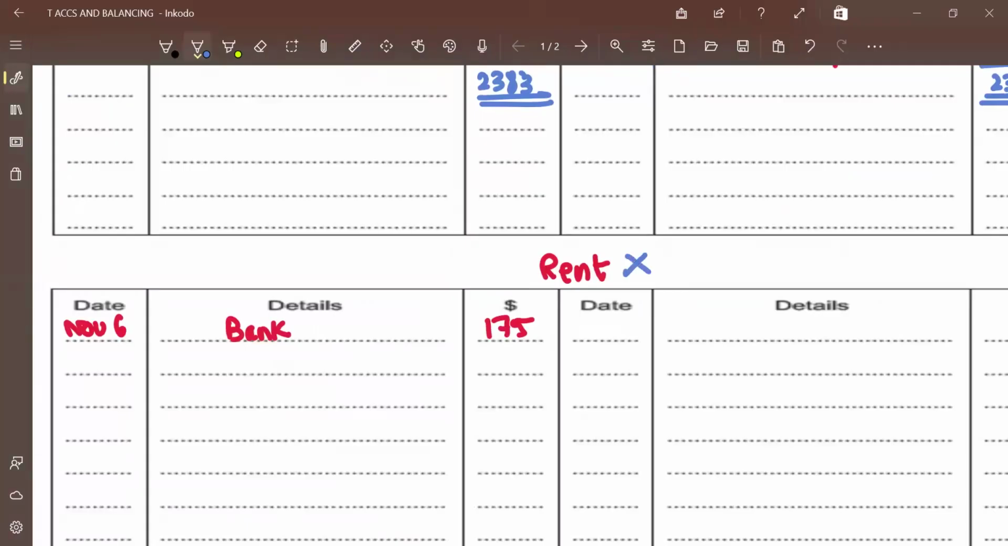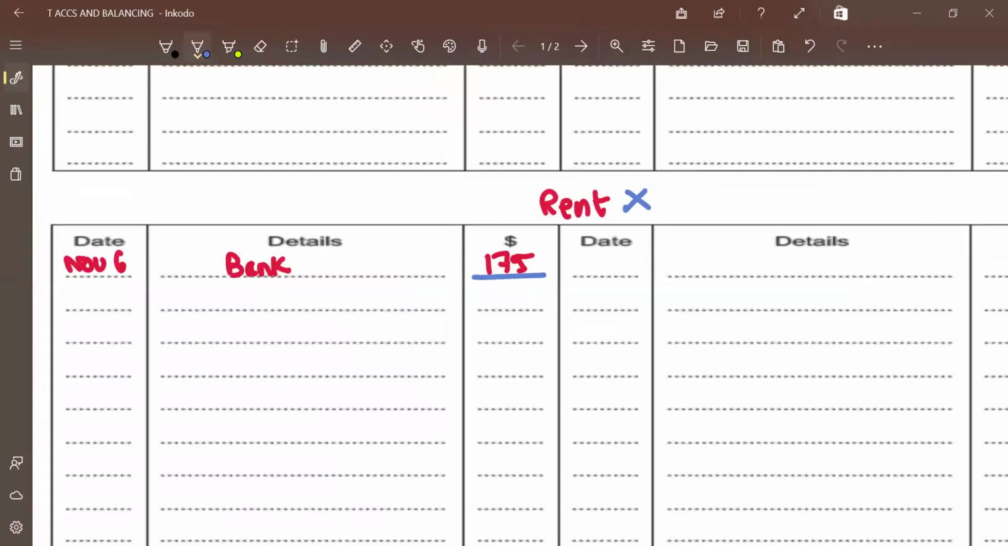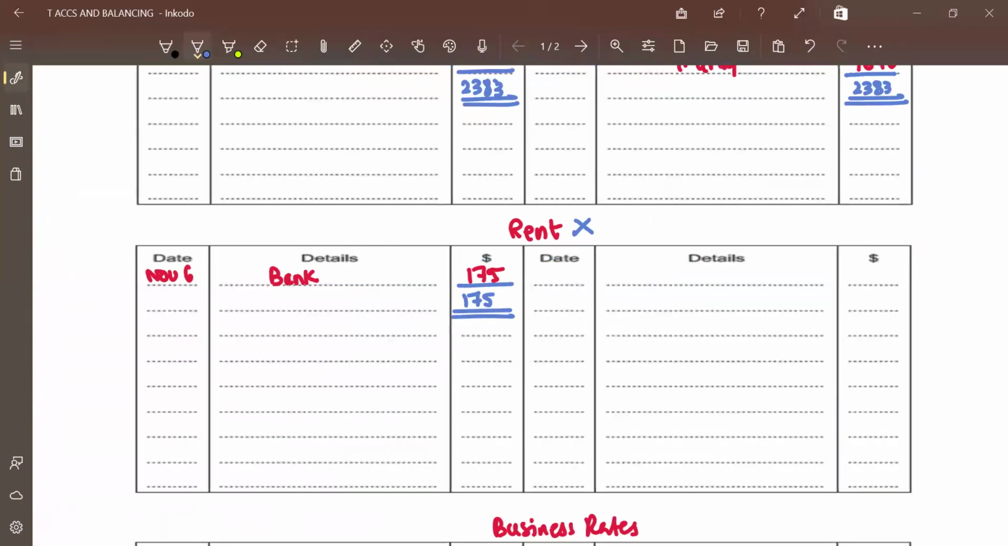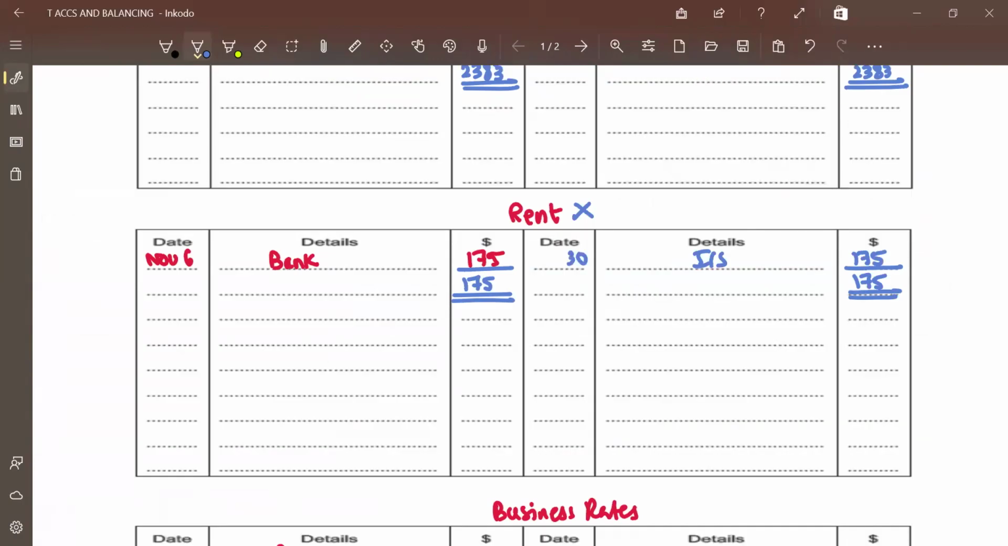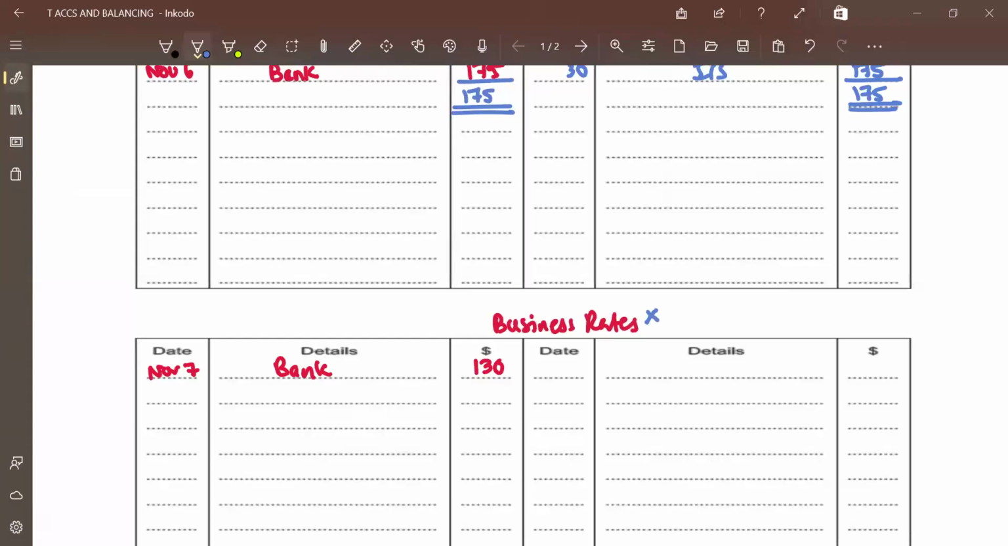So this also, rent is an expense. The balance should not be carried forward. It should be posted to the income statement directly. So we write down 175 total and write down the posting to your income statement. This is on the 30th of November. Business rates is also an expense, so balances are not carried forward. 130, 130, 130, 130. The total is transferred to the income statement on the last day of the month.